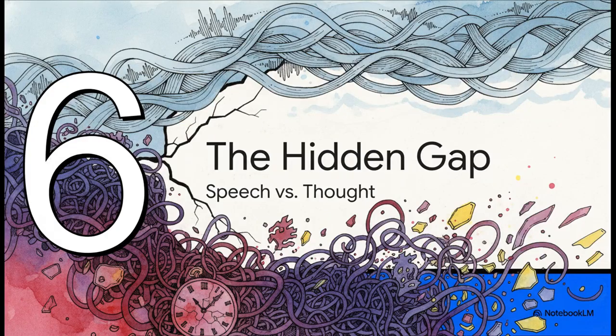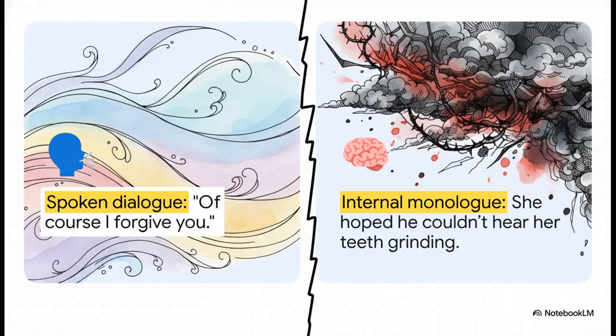And finally, Section 6. The hidden gap, speech versus thought. This right here is the ultimate narrative payoff. It's that friction between the polite social surface and the chaotic private mind. Consider the spoken dialogue: "Of course I forgive you." Smooth, acceptable, peaceful. But the internal monologue: she hoped he couldn't hear how hard her teeth were grinding together. The dramatic tension there is just incredible. The character is speaking a polite lie aloud while internally boiling with hidden resentment. This exact space, this gap between speech and thought, is where the deepest conflicts in literature and film live.